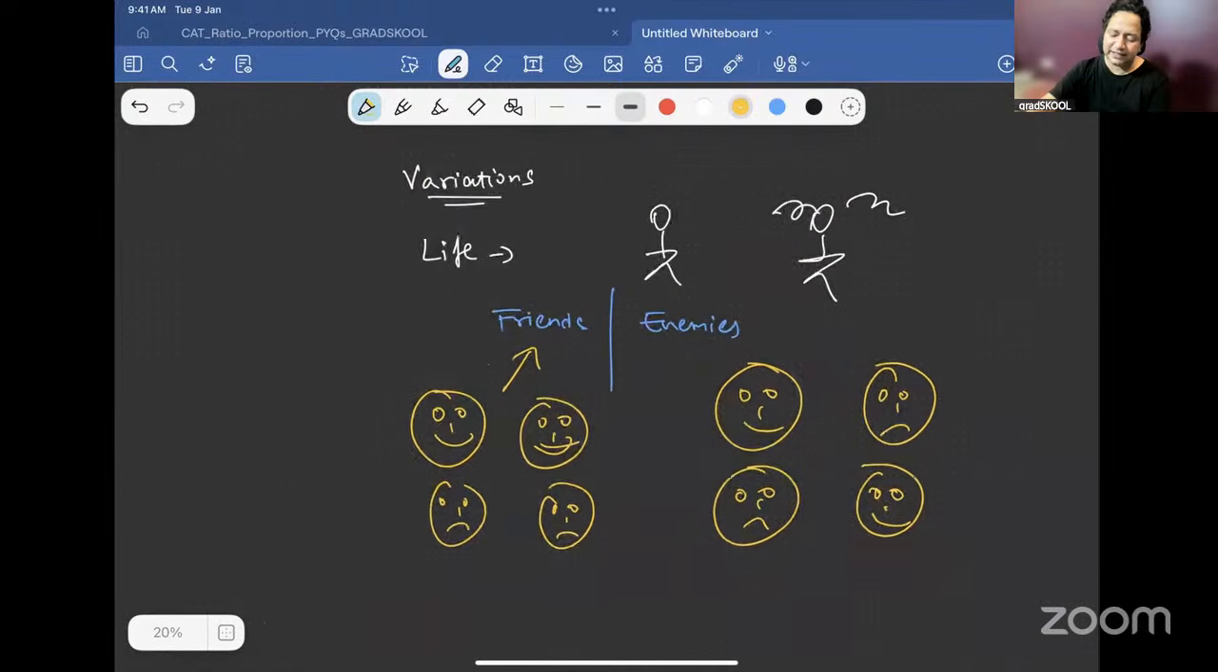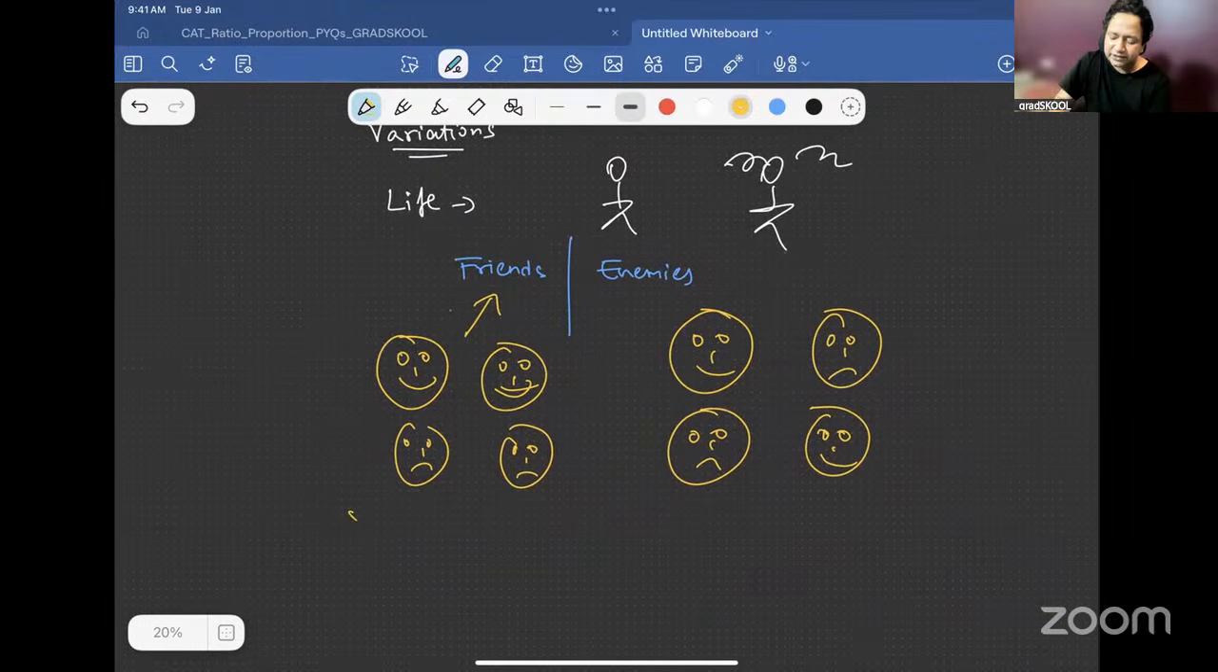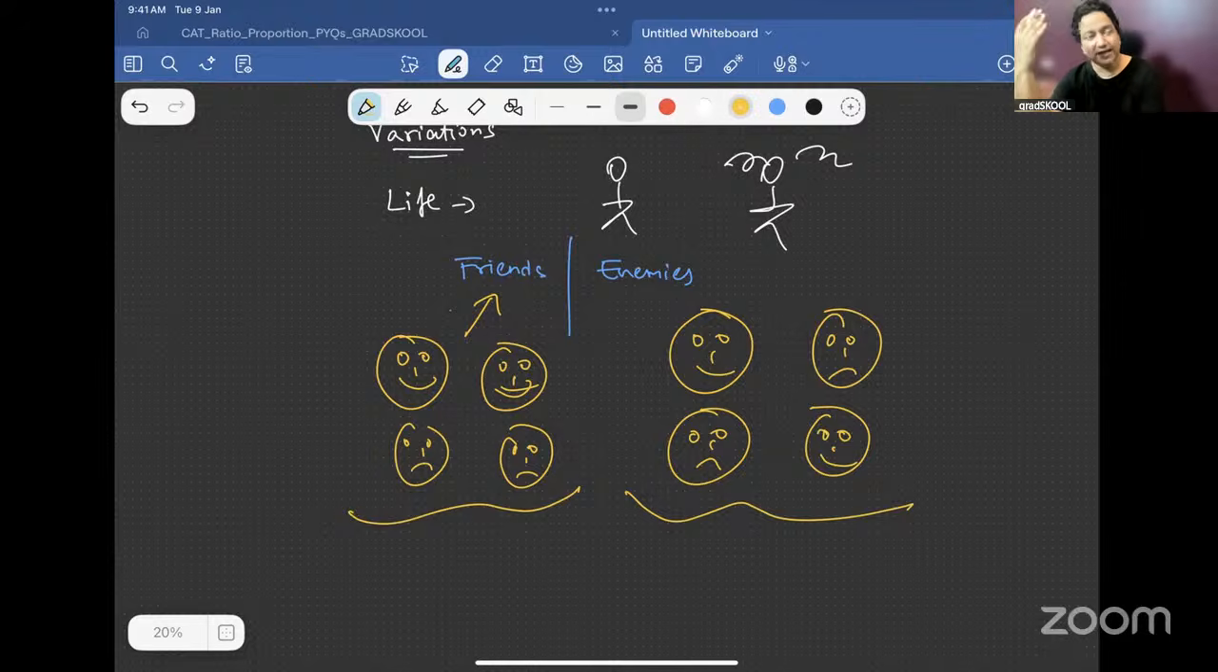So basically, as you see, their emotions, the emotions of happiness and sadness, are just changing. Because they are changing, we call them variables. We call them variables. All right.